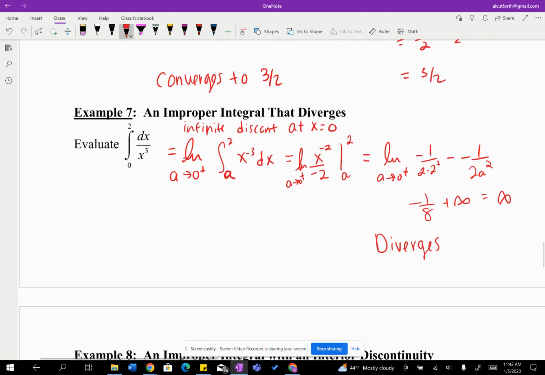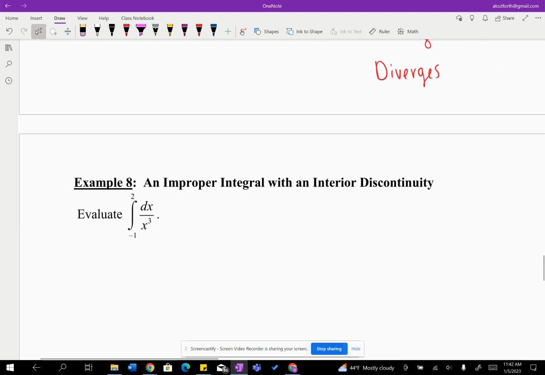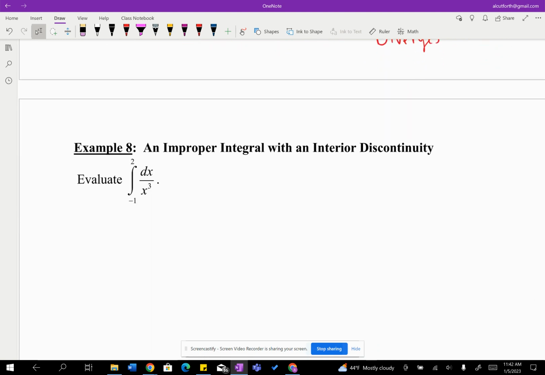Okay, for this very last one, we're going to go through it briefly because it's very similar to the one we just did. But why is this an improper integral? Because even though -1 and 2 are not infinite discontinuities, 0 is. And it's in the middle, right? So we would have to break it up into 2.